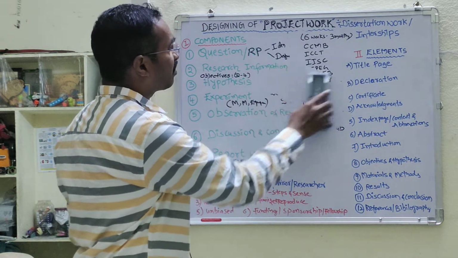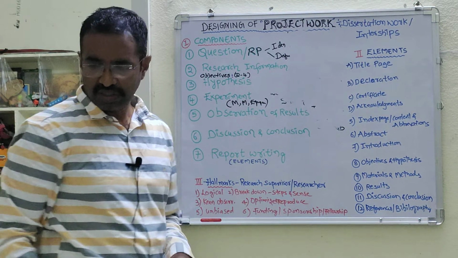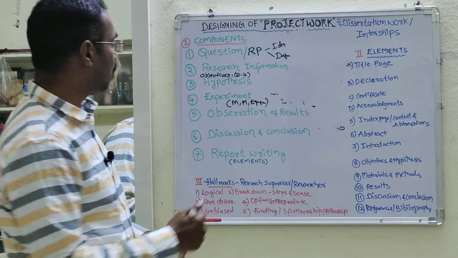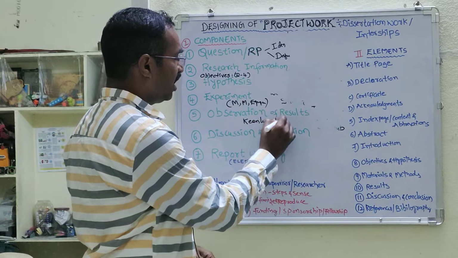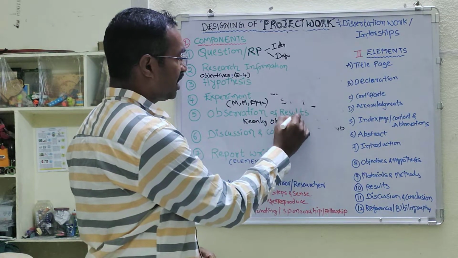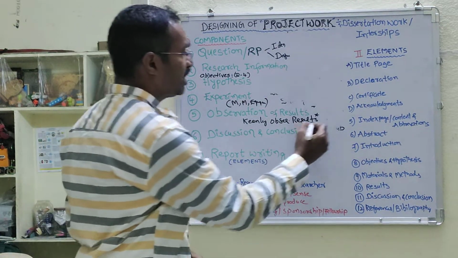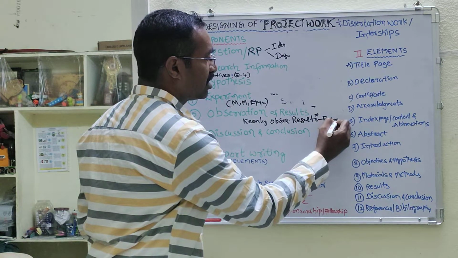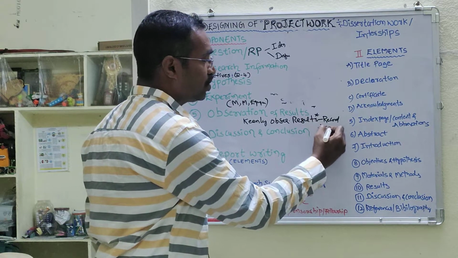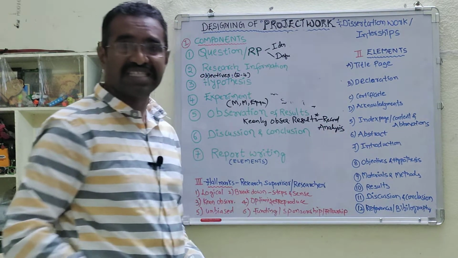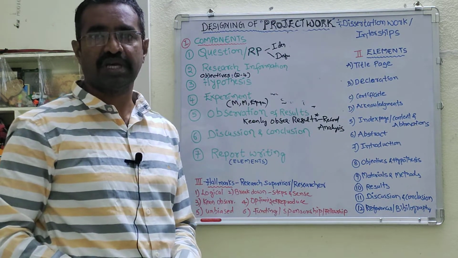And after doing experiments, obviously we have to observe the results. So recording results is very important. In project work, you have to very keenly observe the results. Then you have to record those results. Observation of the results is very, very important. You have to record those results. Then you have to analyze those results by using different statistical tools such as SPSS and different software which are available.